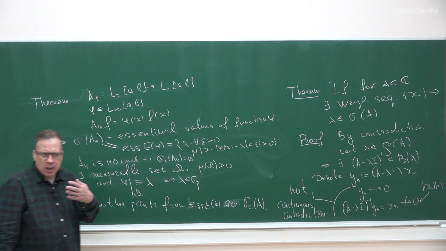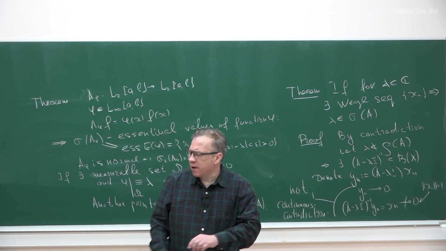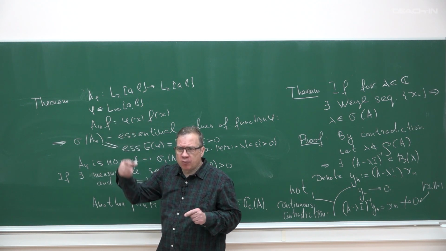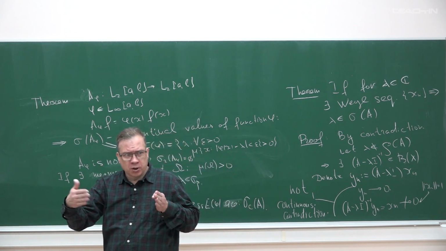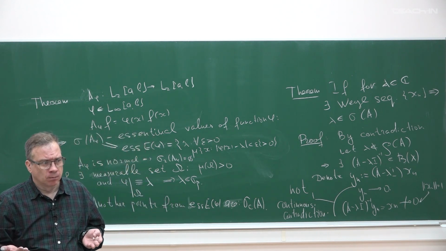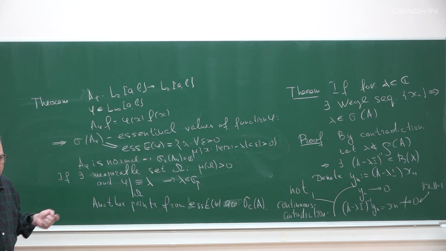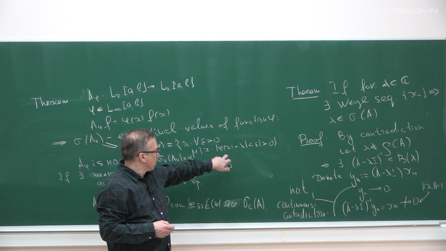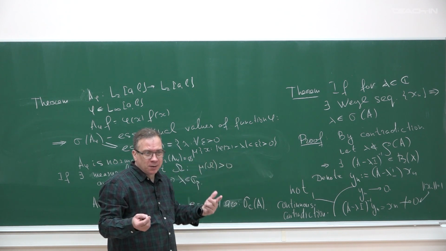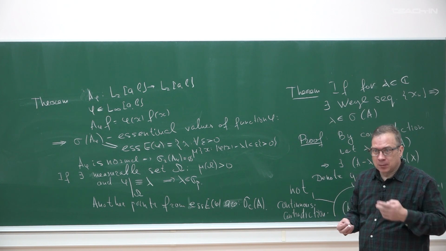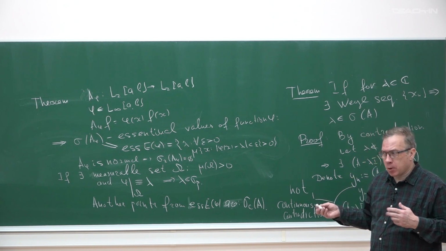But in applications, usually the function phi is continuous, of course. For a continuous function on the interval, all essential values are just the values of the function, by the definition of continuity, because this set is open for a continuous function. Is it clear? Okay.